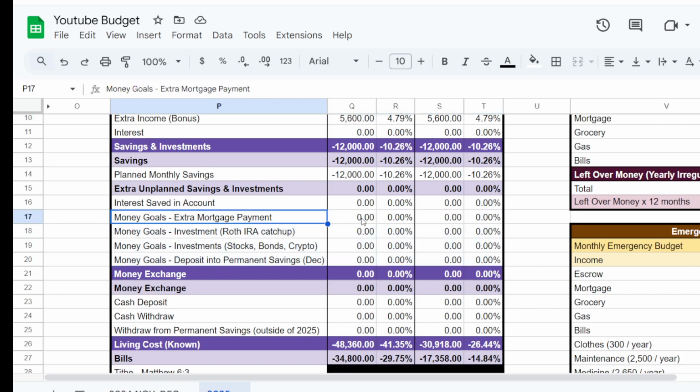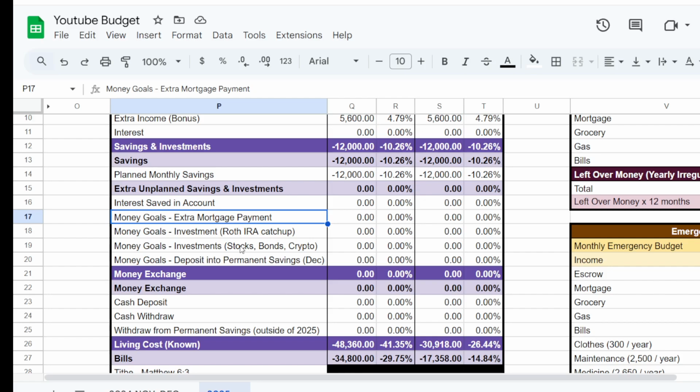So here is my extra mortgage payment, and if I make any investments to my Roth IRA. I put catch up here because I skipped 1 year of Roth IRA payments. You know how at the beginning of the year, let's say in 2024, you were allowed to contribute to 2023's Roth IRA.